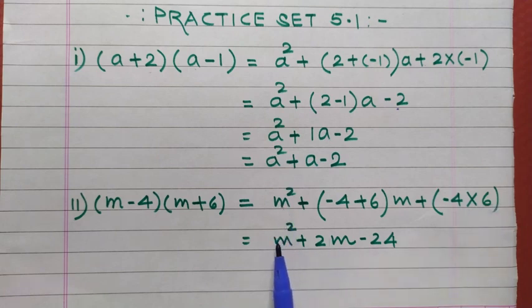So m square plus 6 and minus 4. These are two different terms. One term is plus 6 and another one is minus 4. So after doing subtraction of these two, 4 will be subtracted from 6 and finally the answer will be, the larger term's sign is plus, so therefore it will be plus 2m. 6 fours are 24, but 6 into minus 4, so your answer will be minus 24. Finally you have m square plus 2m minus 24.